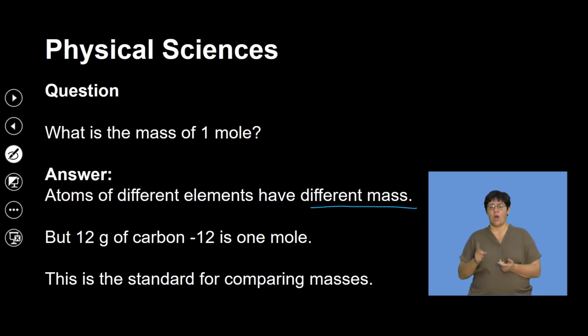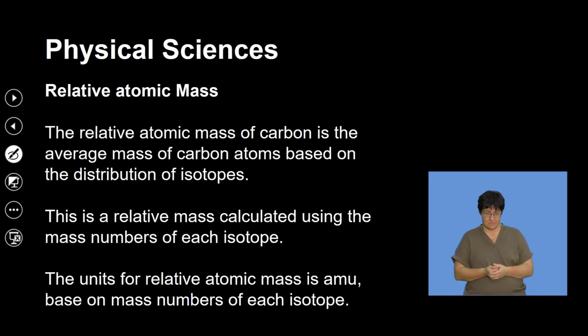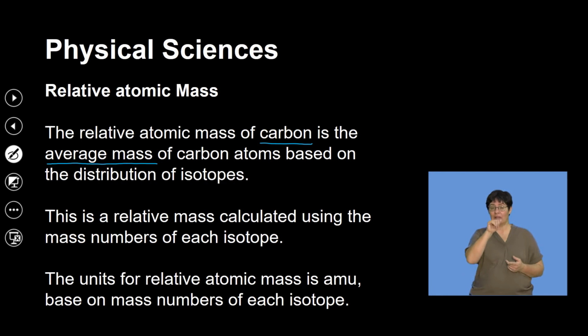Okay, that is the standard for comparing masses. So that's the main idea. Now let's talk about relative atomic mass. The relative atomic mass of carbon, remember carbon is our standard, our reference, is actually the average mass of carbon atoms based on the distribution of isotopes.